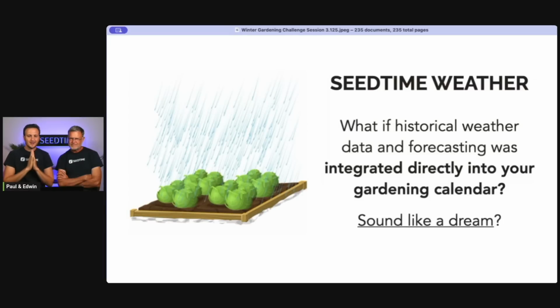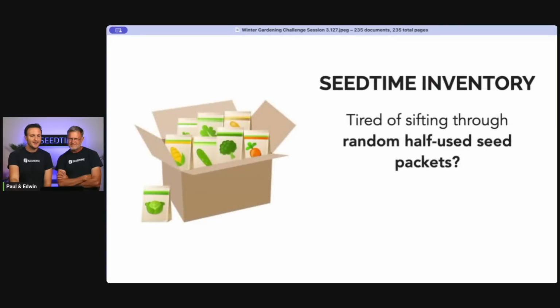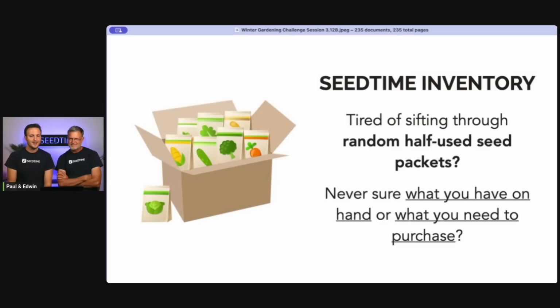And this next one is actually an ask from the Seed Time community, because at the end of the day, it's not just about us making a cool software. We want to know what you want in Seed Time. And so the Seed Time community blew us away with how many people asked for the ability to track inventory. And so we are planning to build out Seed Time Inventory. So if you're one of those people that's tired of sifting through random half-used seed packets, not sure what you have on hand or what you need to purchase, then this is going to be the solution for that, because you'll have one place that you can track all your inventory.